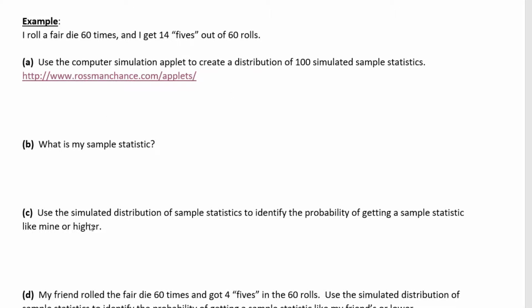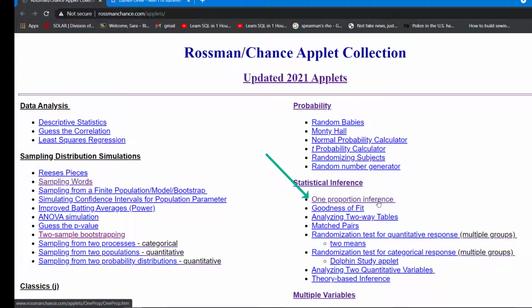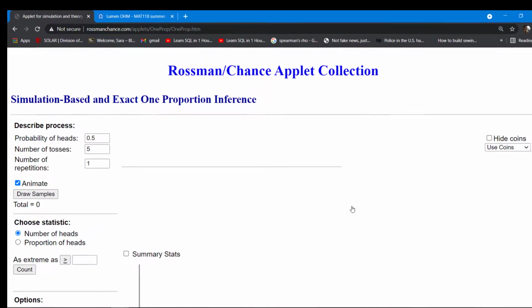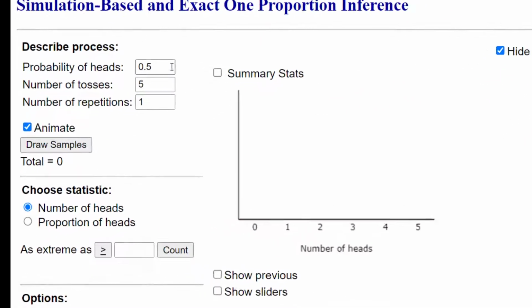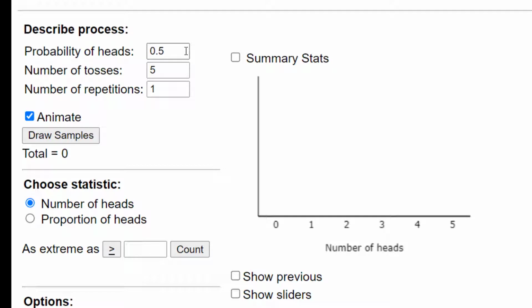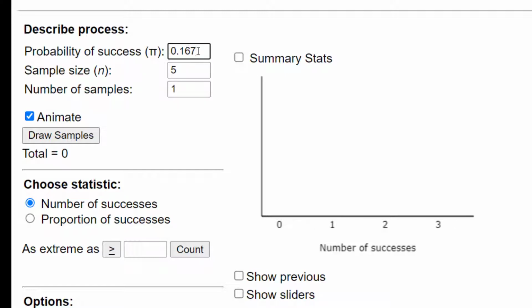So again, we go to the Rossmann-Chance applets. We go to the one proportion inference, and we hide the coins in the top right corner. Remember, up in the probability of heads box, you always put the value of the population proportion pi. Since we said that this is a fair die, the population proportion would be 1/6, which is approximately 0.167. It would roll fives 1/6 of the time in the long run. So pi is 1/6, or approximately 0.167.